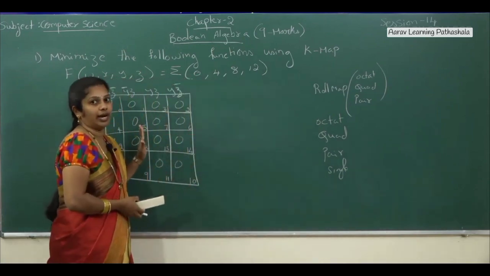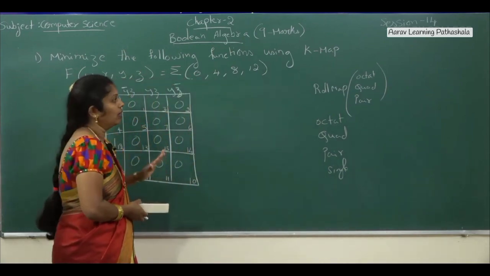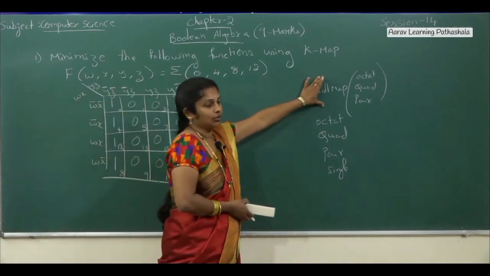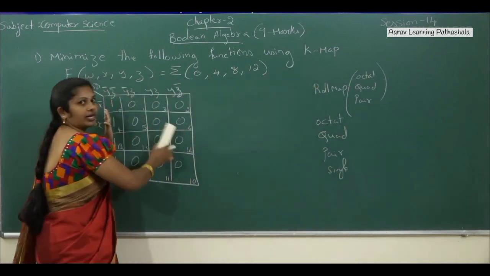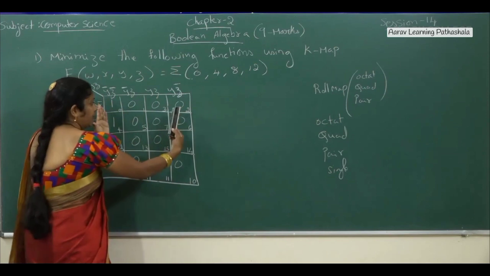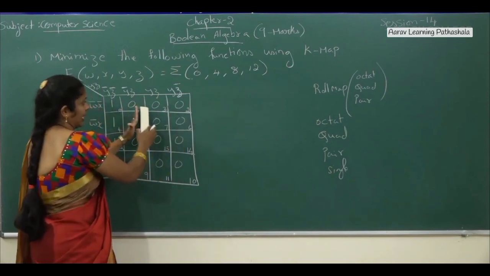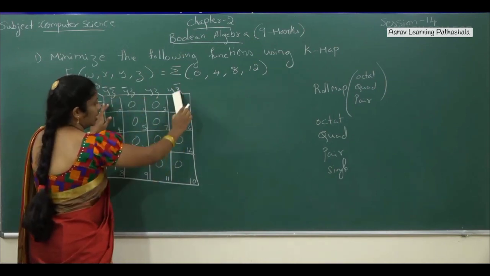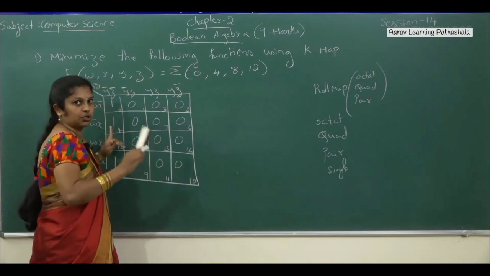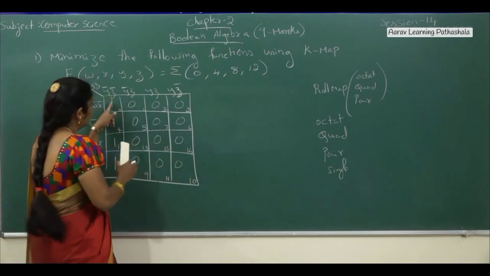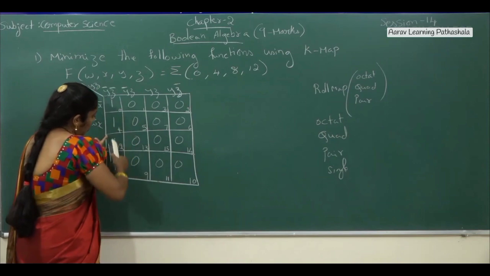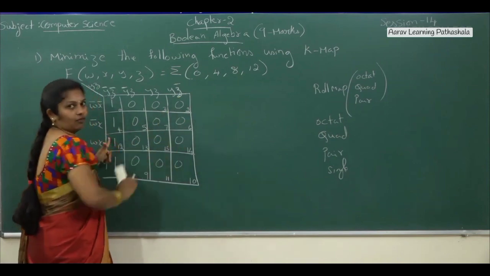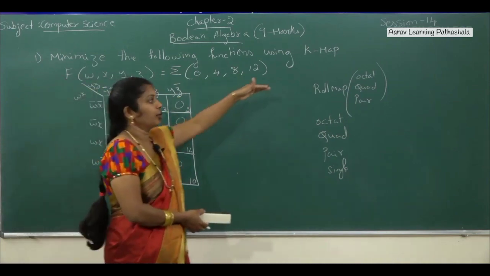First, which one do I have to identify? Roll map. First, I have to check it. Roll map means the corridors have to match. If I fold this K-map, here also I require 1s, and there also I require 1s. But here I don't have any 1. Then I cannot go with roll map.